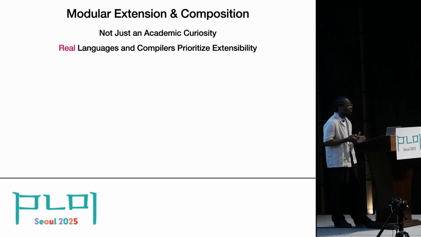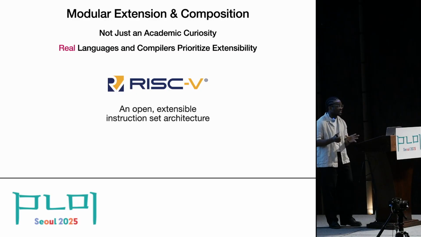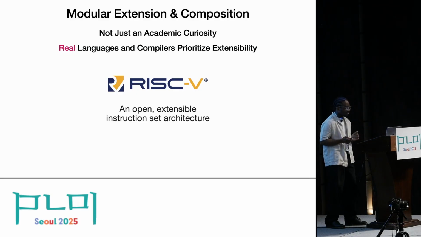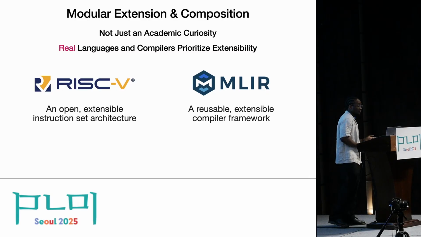Real-world languages and real-world systems prioritize extensibility and modularity. For example, we have RISC-V, which is a modular instruction set architecture. In RISC-V, there's a base ISA, and then we have other extensions like vector instructions and multiply instructions. Another example is MLIR, a compiler infrastructure that enables extensible domain-specific compilers.